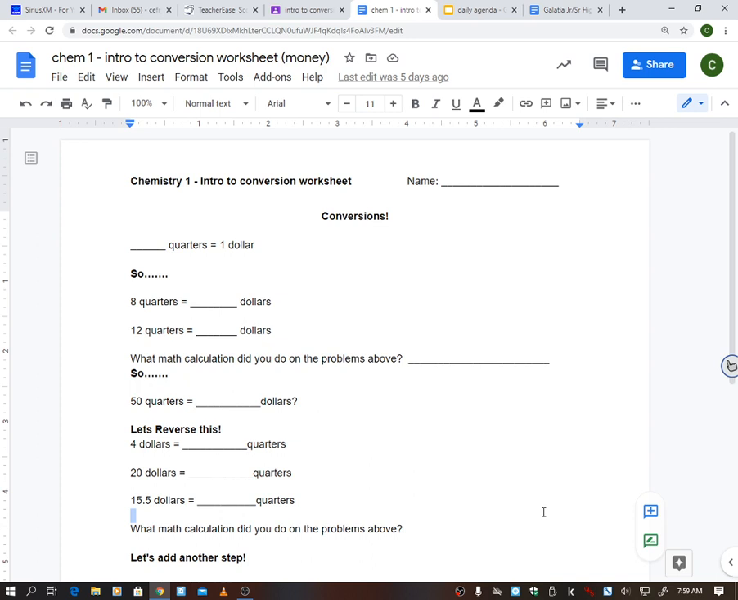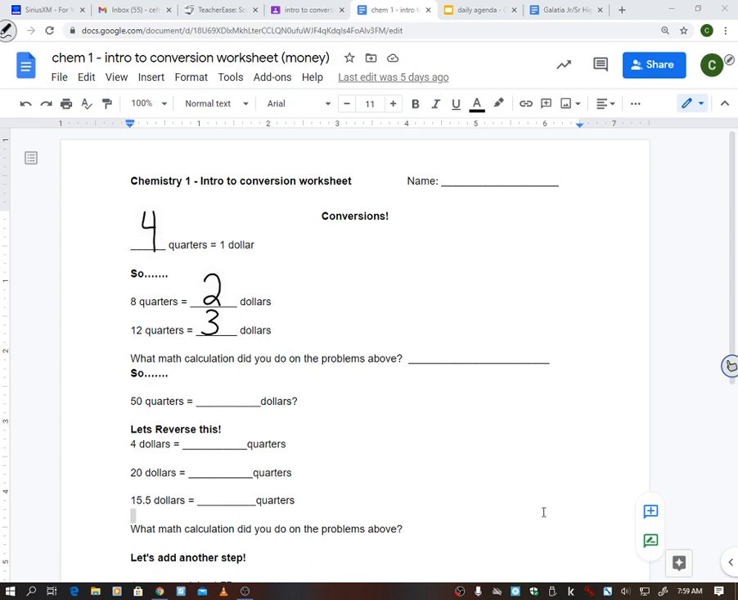All right, so I wanted to do some math with money because I think that makes sense to some of you guys. You guys know how to do money conversions. So we know that 4 quarters are in $1. So if you have 8 quarters, then you have $2. If you have 12 quarters, you have $3. So what math calculations did you do to the problem?